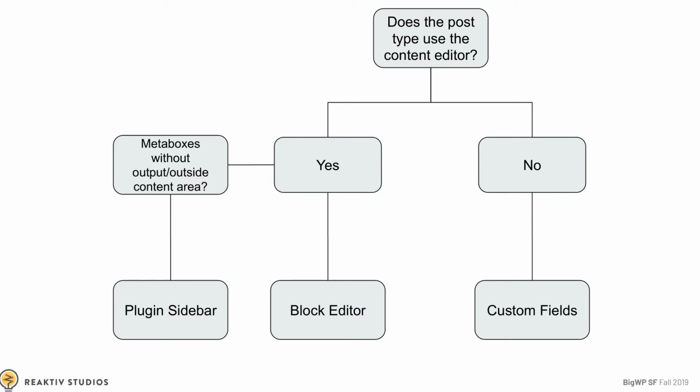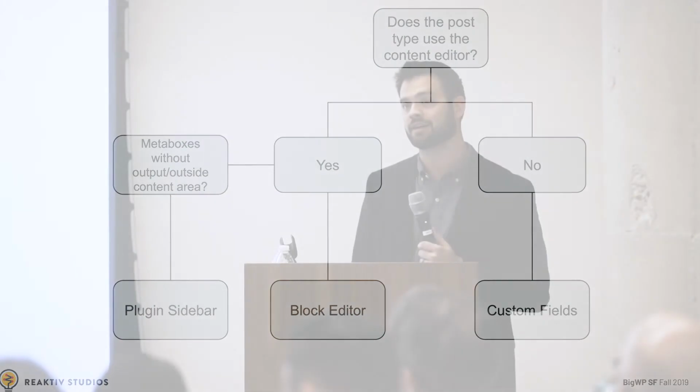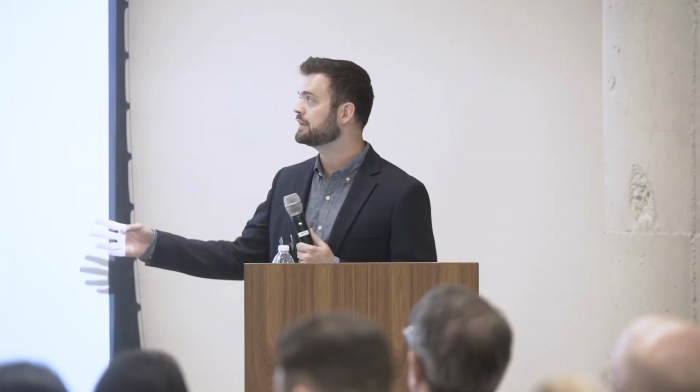So the first question we asked is, does it use the content editor? We have post types that are just using meta fields, not using the editor at all, and didn't have really unique layout needs. So those didn't really make sense for us to move right away, especially as we're trying to move quickly. So for those, we just kept them as custom fields, didn't migrate them to the block editor yet. If they are using the content editor, it's a good sign that it could be a good fit for the block editor. But even if you are using the editor, there might be meta boxes that don't output things.